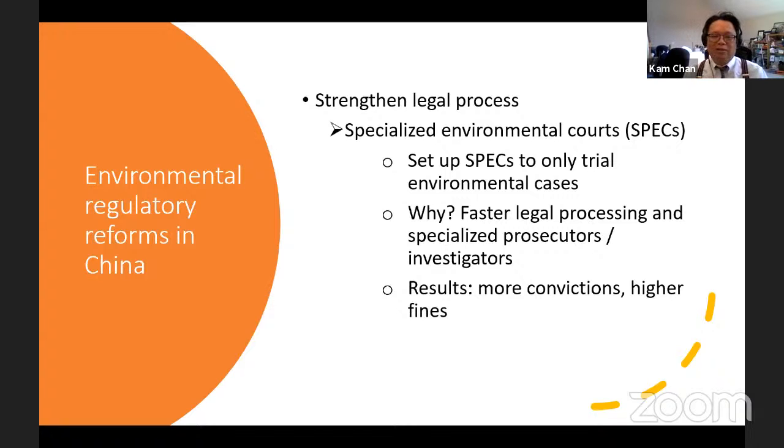So what happened is all these cases become processed faster. That's number one. Number two is all the prosecutors and investigators are specialized in that, because after a year or two, you become very specialized. So the enforcement of the environmental regulations becomes very much improved. There are more convictions, more fines, and some deterrent effect. This is creative in the sense that they have regulations, but they are going to drum up the enforcement, so it's not just lip service. They set up the specialized environmental courts.